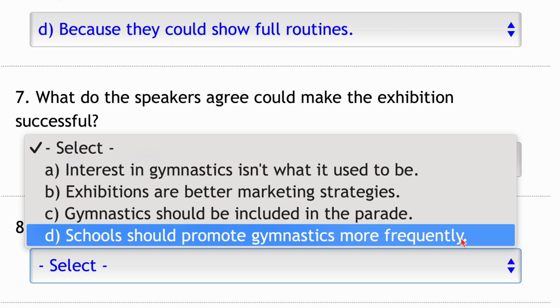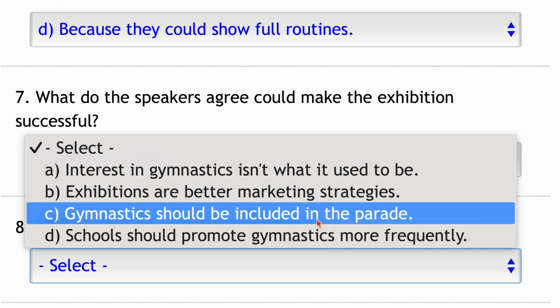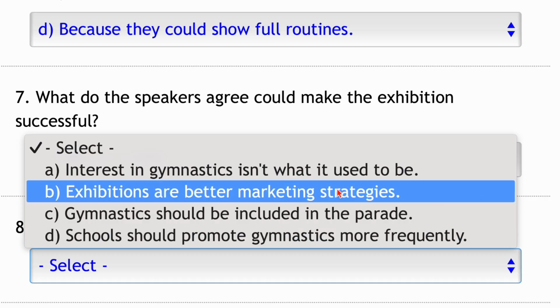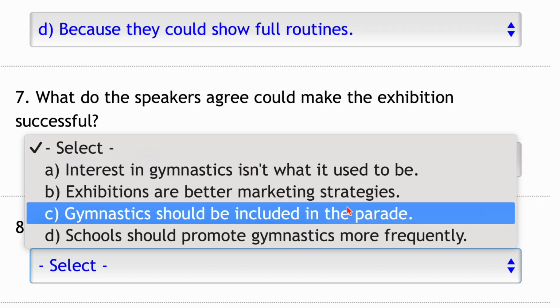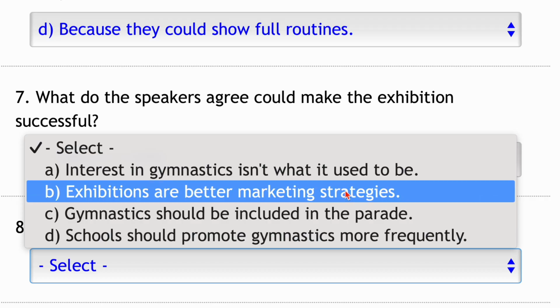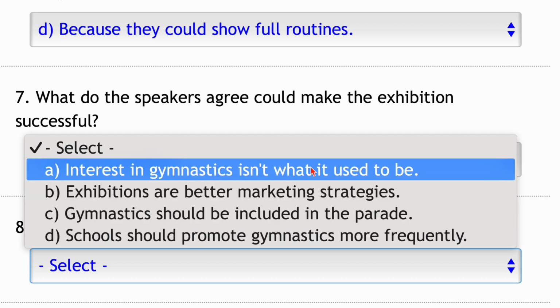Well, not schools should promote gymnastics more frequently, not about schools. Gymnastics should be included. Not they should be included. This is only they are gymnasts or they are a gymnastics club. So not should be included. Exhibitions are part of maybe or interest in gymnastics. So I would say it's A.